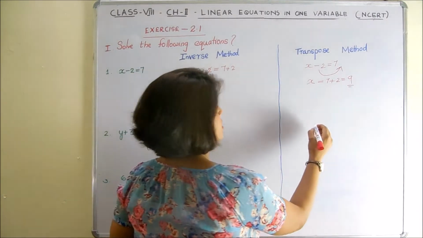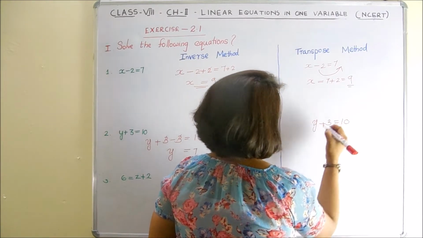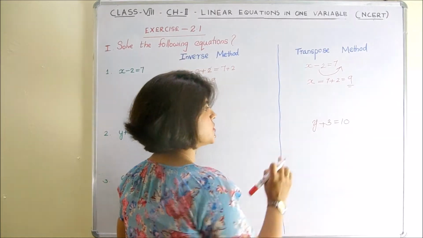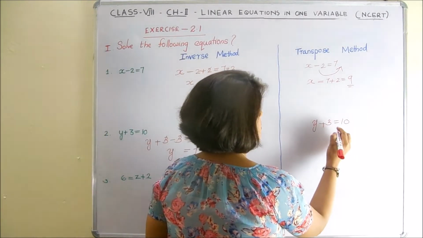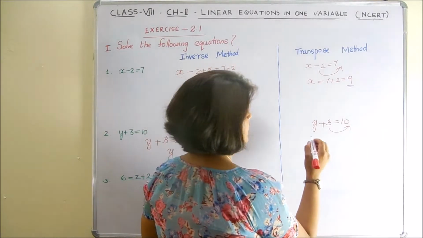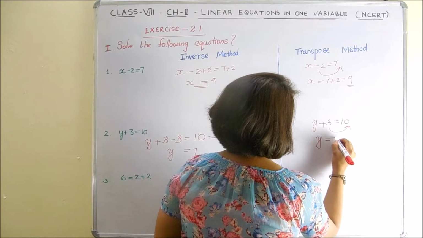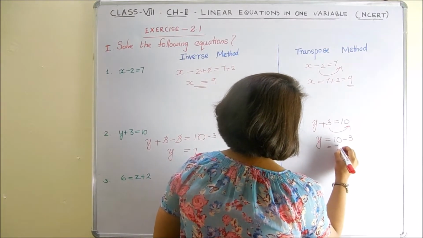Here, using the transpose method, y plus 3 equal to 10 is the equation. In order to eliminate this plus 3, we have to transpose this plus 3 into the RHS by subtracting it. Then the equation becomes y equal to 10 minus 3. Answer is 7.